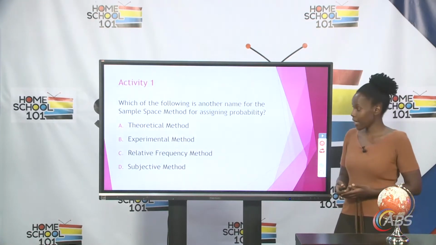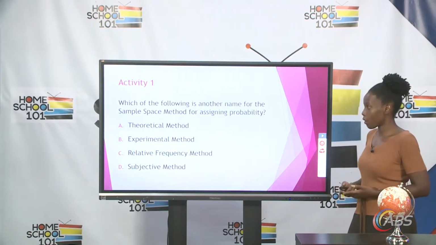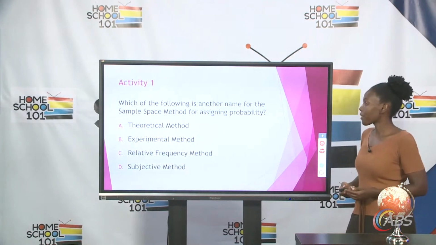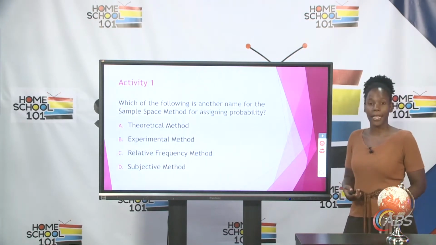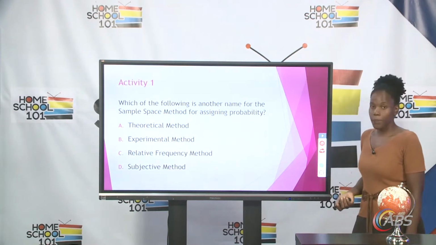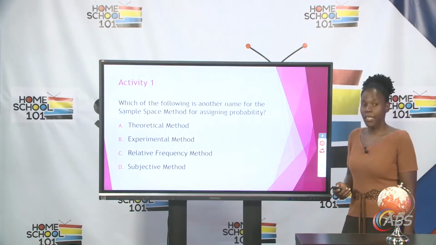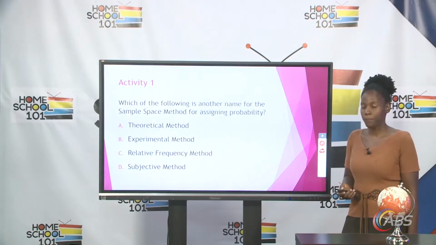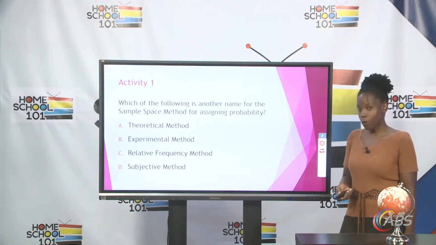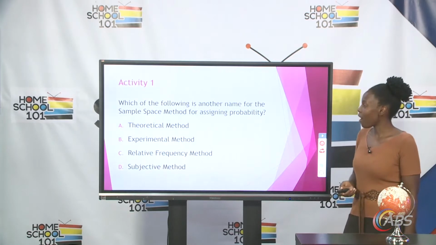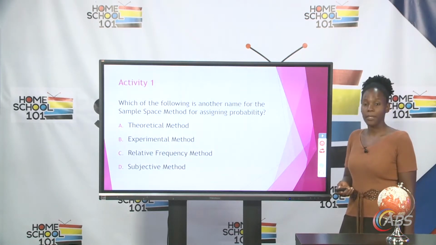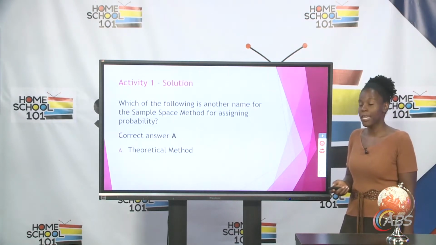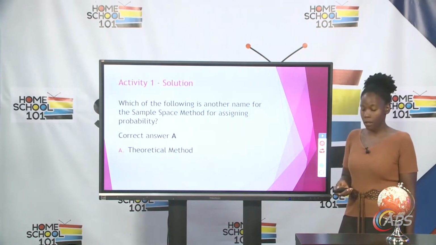So I have an activity here, and it states: which of the following is another name for the sample space method for assigning probabilities? The options: theoretical method, experimental method, relative frequency method, or the subjective method. Right? So we'll go through the solution. Another name for the sample space method, the correct option is A, which is the theoretical method.